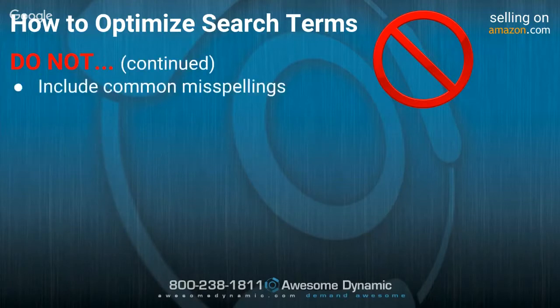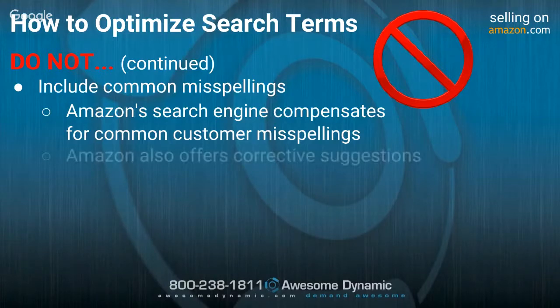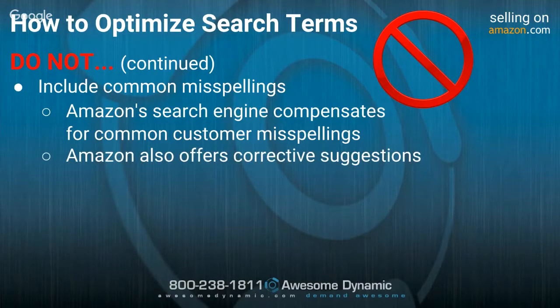The next thing is you do not need to include common misspellings for words. Amazon's search engine already compensates for common customer misspellings, and you can see that when you search for a product on Amazon, their autocomplete will start telling you there's a correction for the term you just entered. Amazon understands this, and they have a lot of data to help get the right result when someone searches for something misspelled. So you do not need to worry about that whatsoever. If it's an uncommon misspelling, though, you might want to include that, but for common ones, do not worry about it.